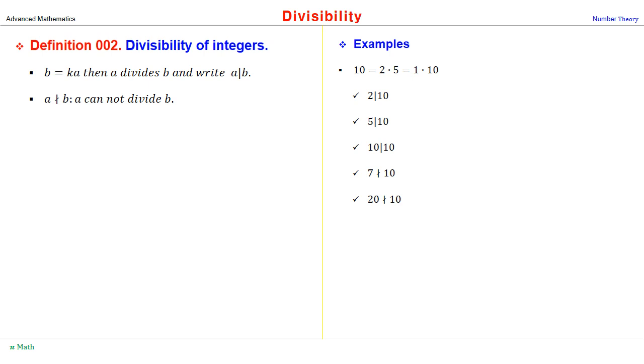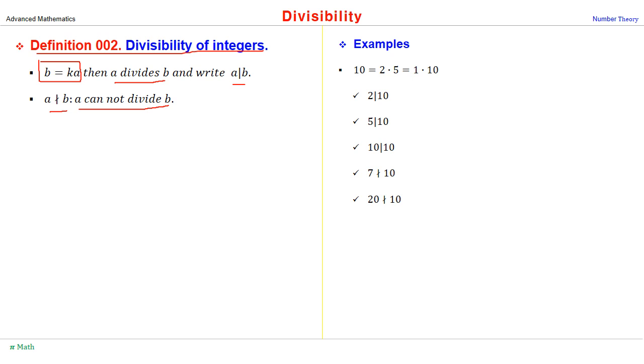Let's see the properties of divisibility of integers. The definition of divisibility is given here. If b is expressed as the multiplication of two integers k and a, then we say a divides b, and write this. The symbol is used when a cannot divide b.